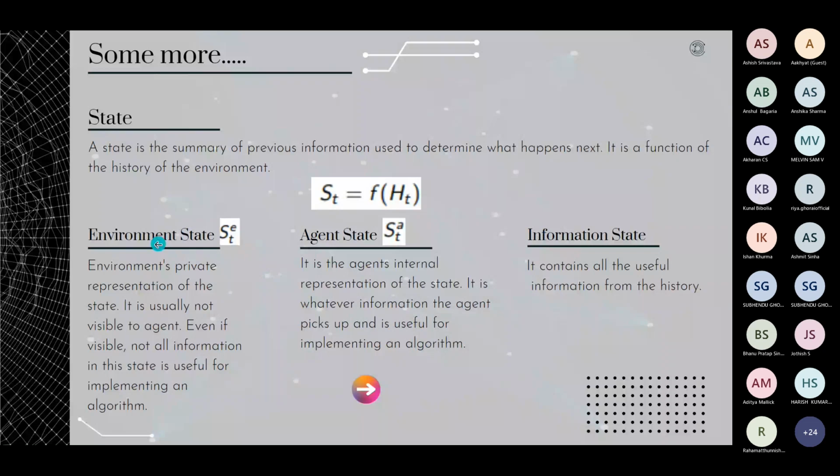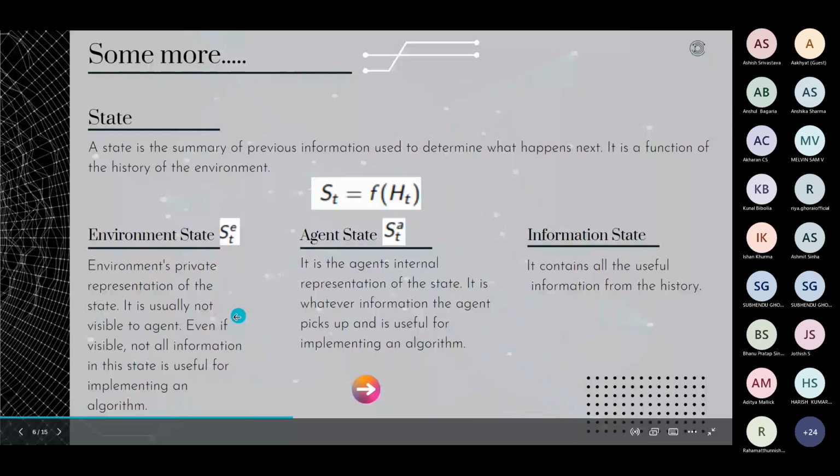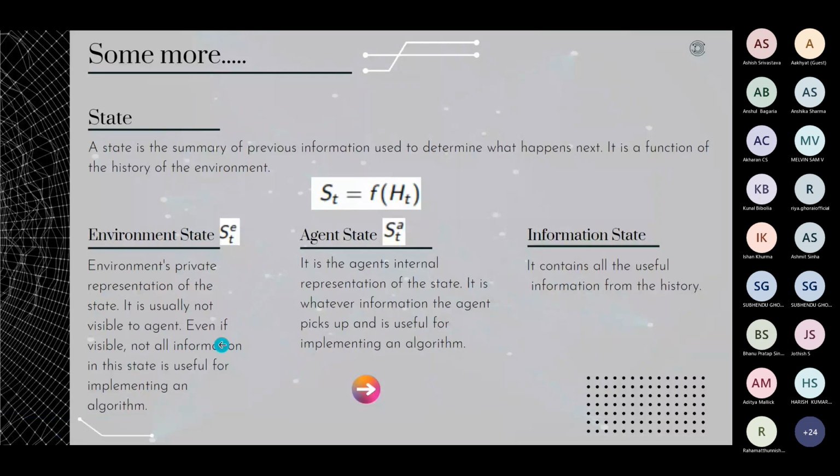Now, as the name suggests, environment state is basically the environment's private representation of the state that is there. So it is something that the environment sees and not the agent. So this usually is not visible to the agent. The agent doesn't know what the environment sees in that particular state and how it conceives that state. But even if it is visible, not all the information that the environment has is useful for the state, and as such is sometimes not visible to the state also. So there is some useful information that we use from an environment state to implement an algorithm.